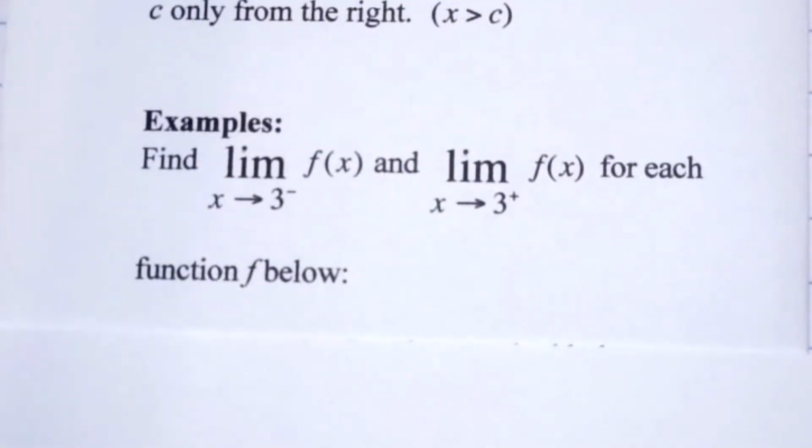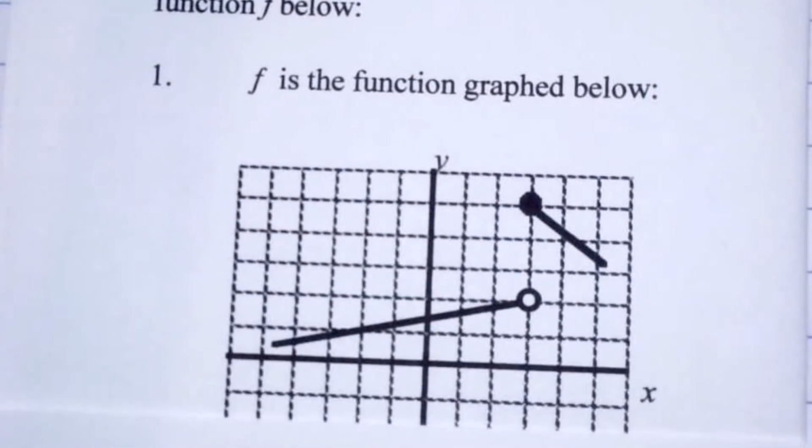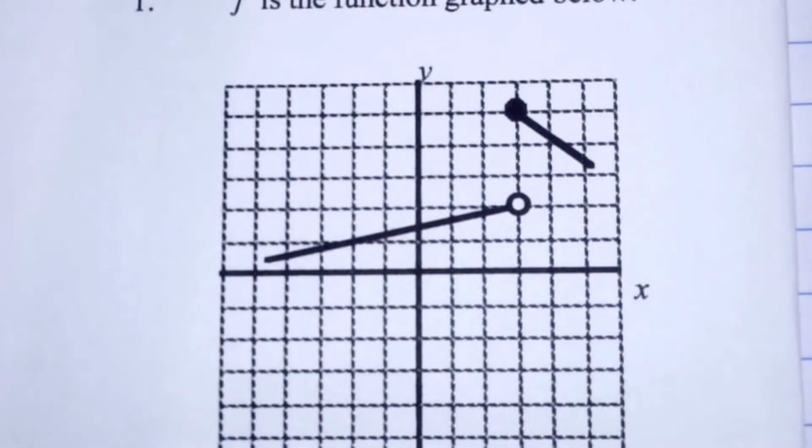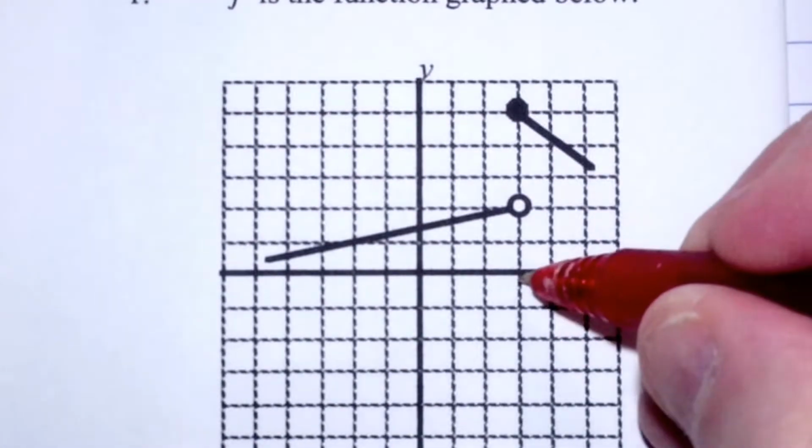Alright, let's look at some examples. Find the limit of f of x as x approaches 3 from the left, and the limit of f of x as x approaches 3 from the right, for each of the functions below. Well, first we've got a function that is graphed, and the squares are supposed to be of size 1 by 1, and so x equals 3 is right here.